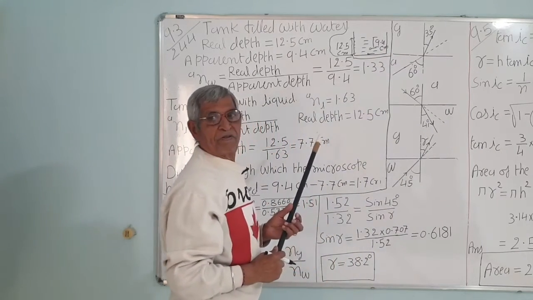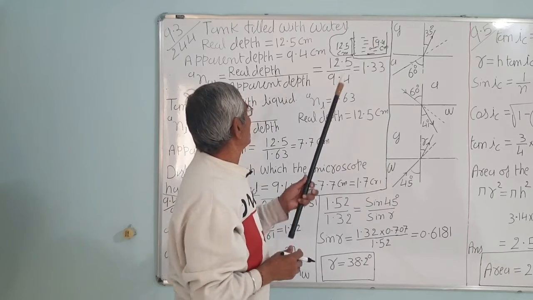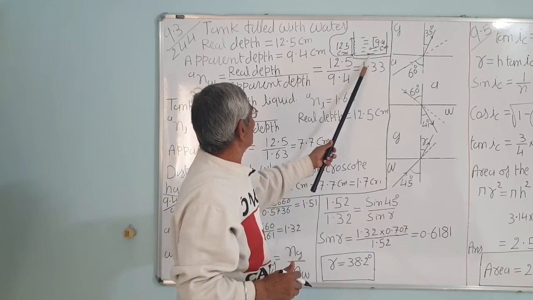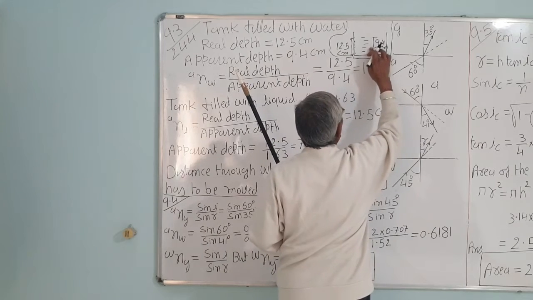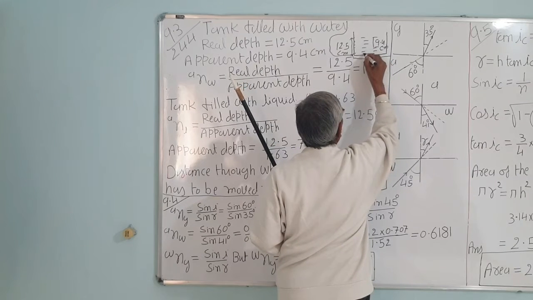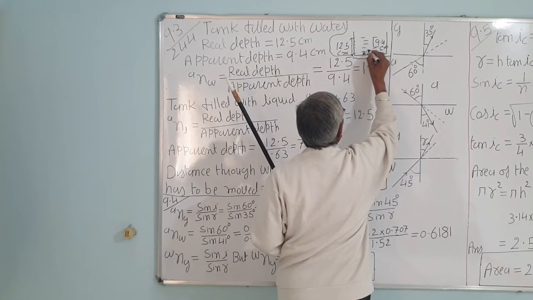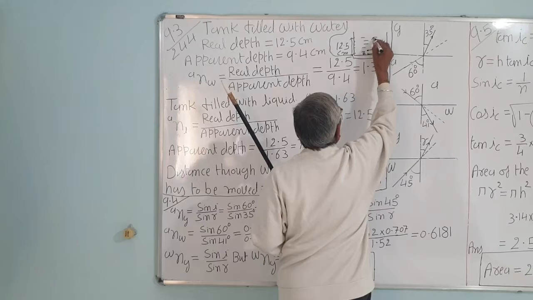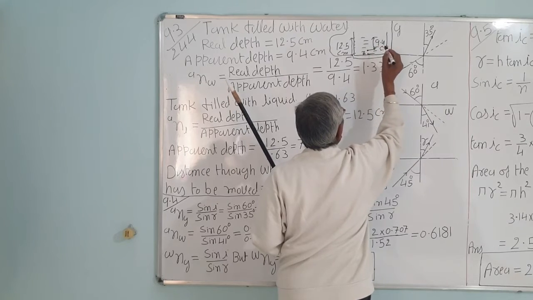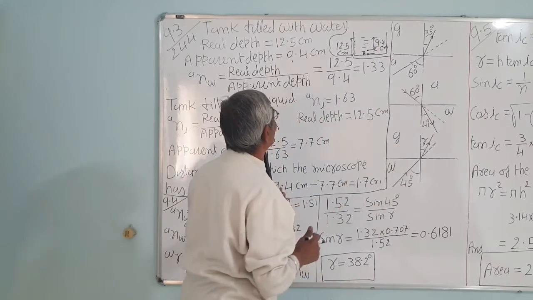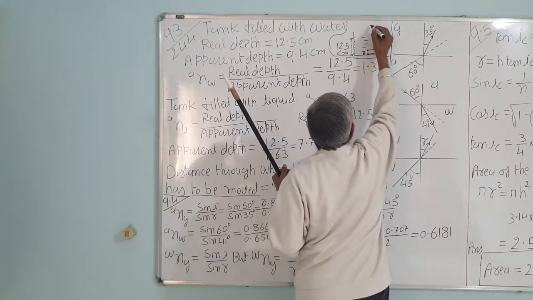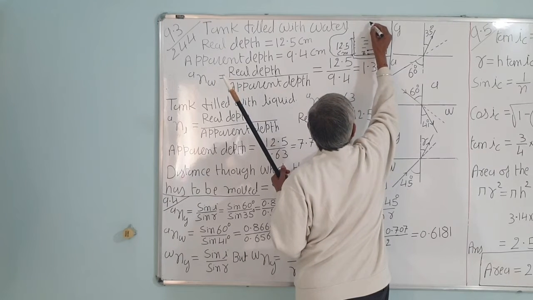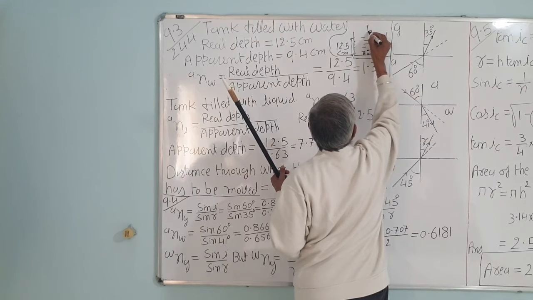Due to the refraction, it appears to be raised. So, instead of this A place, it seems to be at B place. This apparent depth is 9.4 centimeter. So it is seen by the microscope. A traveling microscope is used for this.